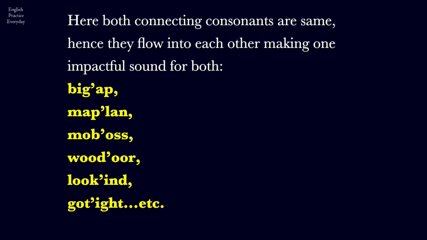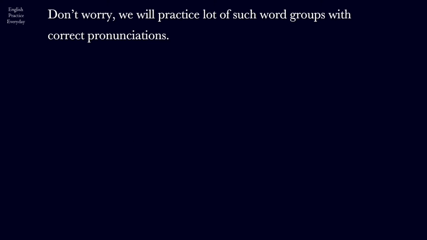Here, both connecting consonants are the same, hence they flow into each other, making one impactful sound for both. Big gap, map plan, mob boss, wood door, look kind, got tight, etc. Don't worry, we will practice a lot of such word groups with correct pronunciations.